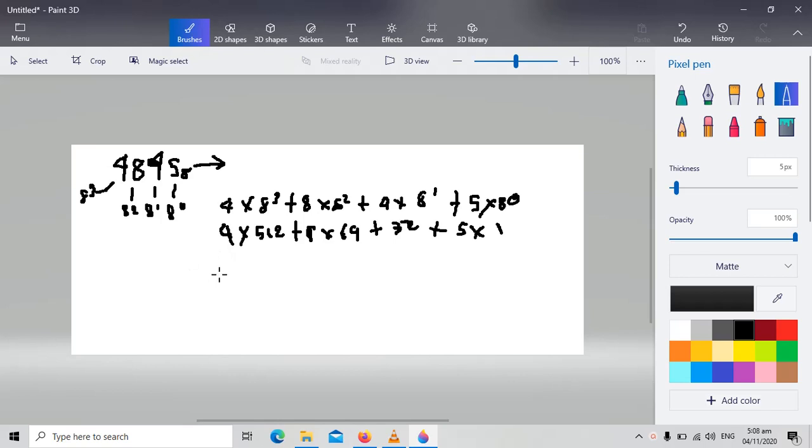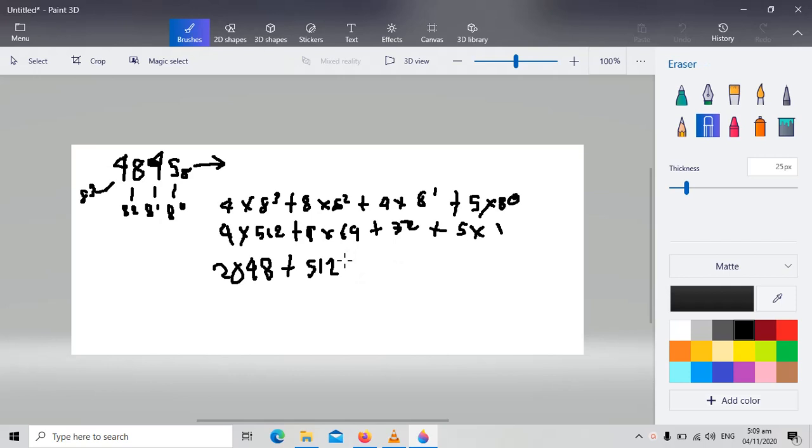So 512 times 4 is 2048 plus 8 times 64 is 512 plus 32 plus 5.